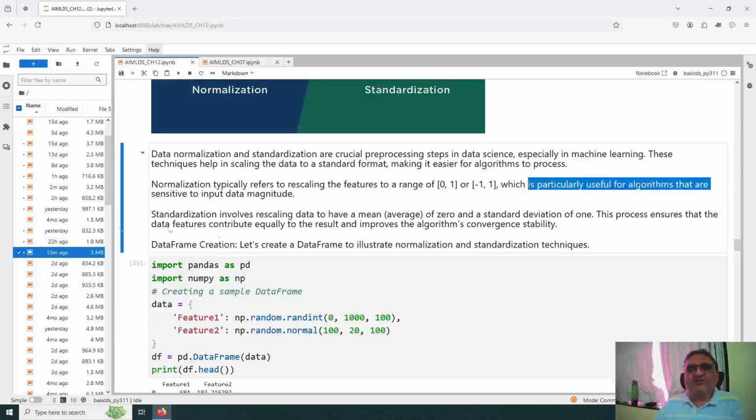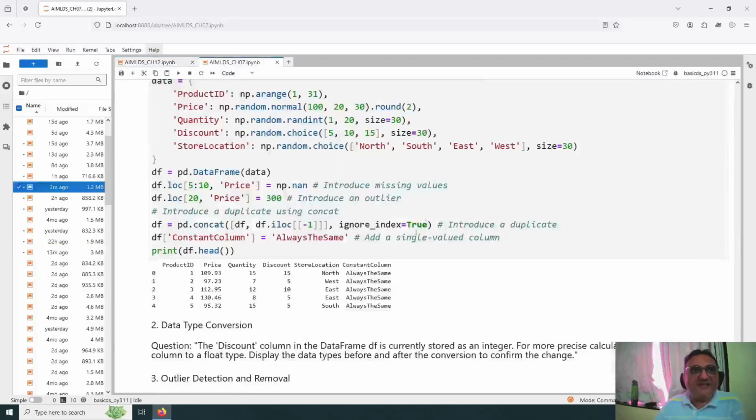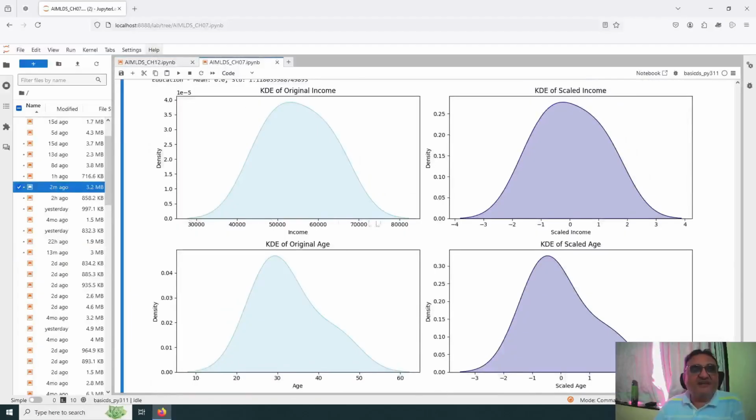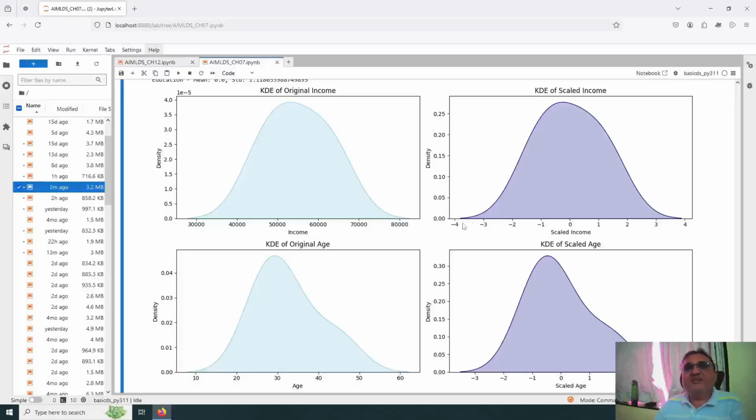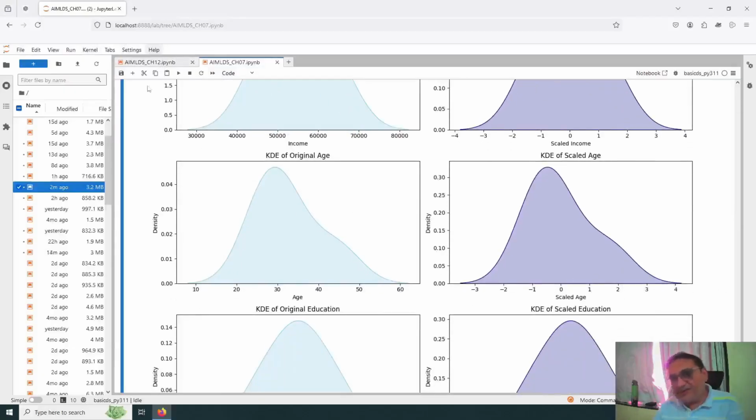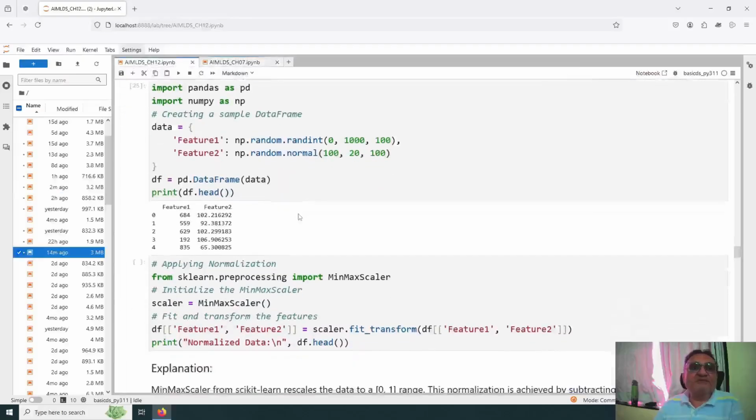This is particularly useful for algorithms which are sensitive to the magnitude of input data. I gave the example of income, etc. Before scaling, the values were ranging over 25 to 85,000, but after scaling, the values are ranging from just say -4 to +4. And the second column also -4 to +4, and so on. So all features will have the same scale.